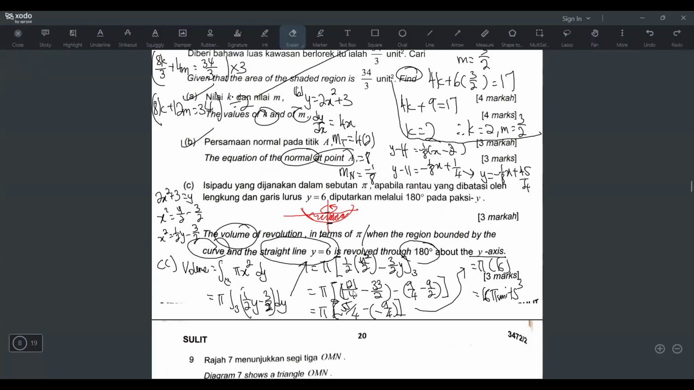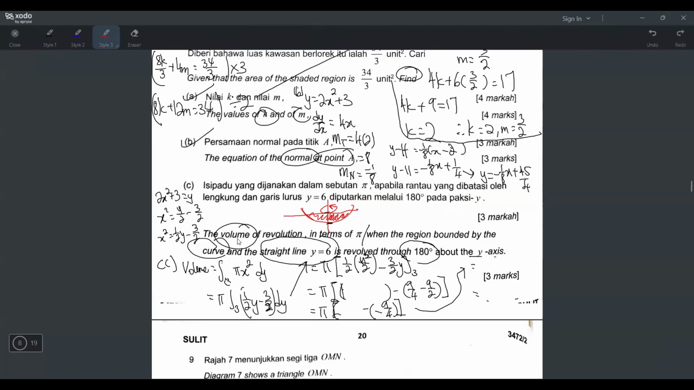This should be 6. It means this is not correct, and this is not correct. Okay, but this one is correct. This one is correct, and this one is wrong. This one is wrong. Okay, so this one becomes 6. This one becomes 6. This one is still 1 over 2y. Okay, and then this one is 6, right?